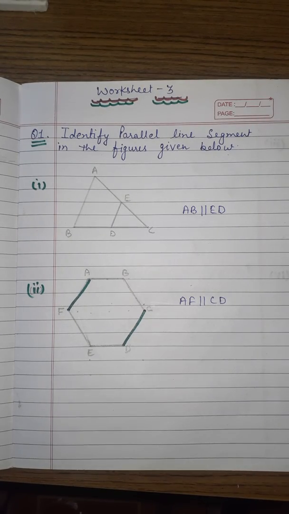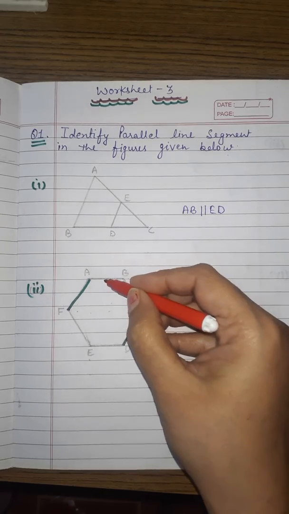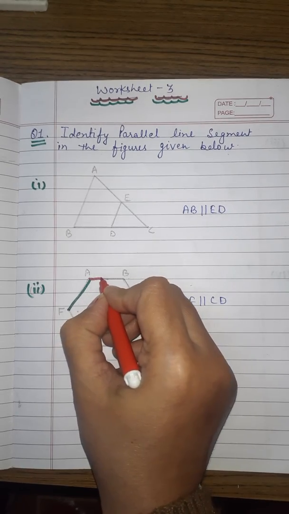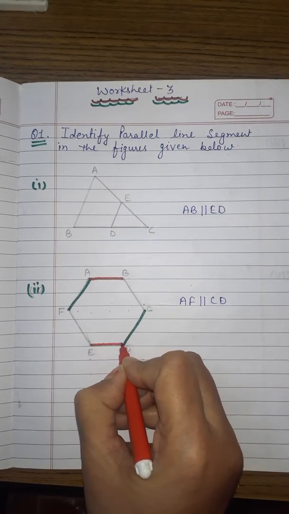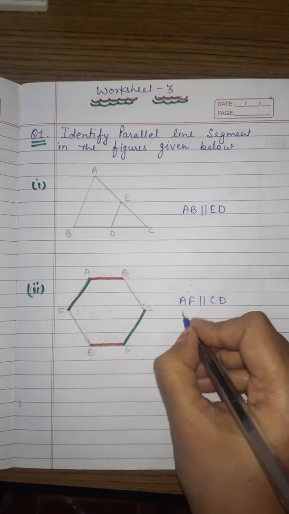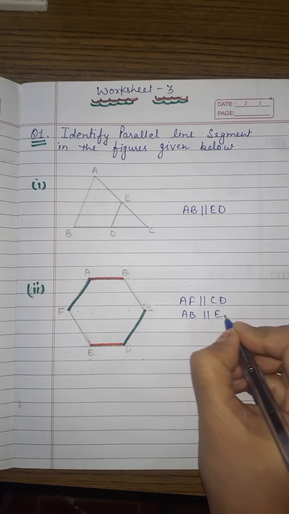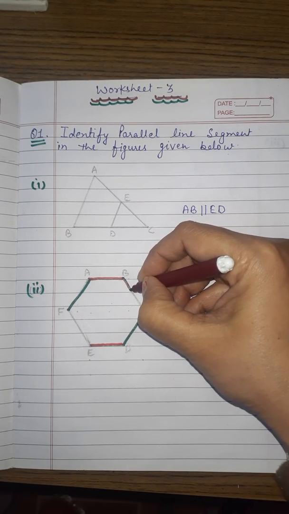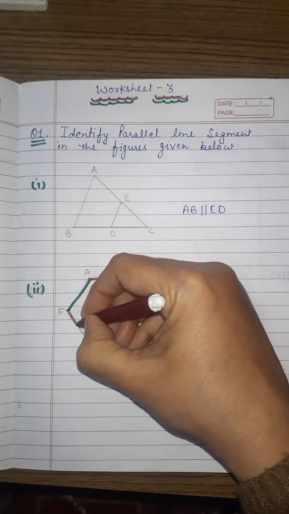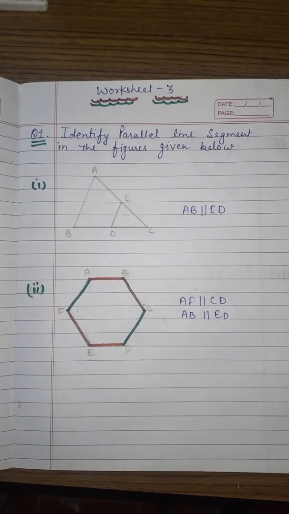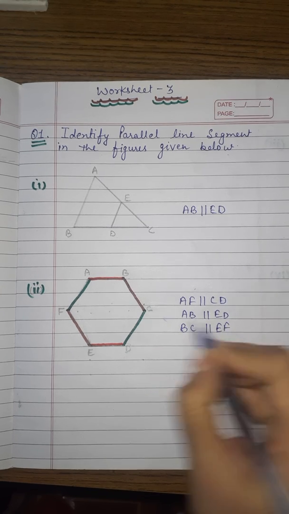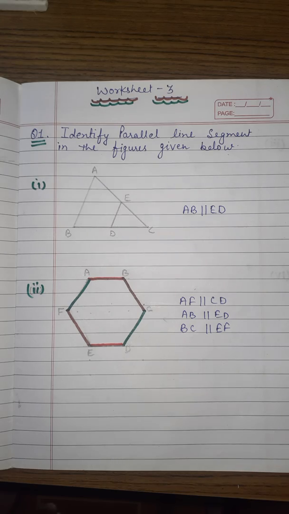The next is AB. Which line is parallel to AB? That is ED. AB parallel to ED. This is the second pair, and clearly you can see the third pair of parallel lines is BC parallel to EF. BC parallel to EF or EF parallel to BC is the same pair. So in this figure we have 3 pairs of parallel lines.